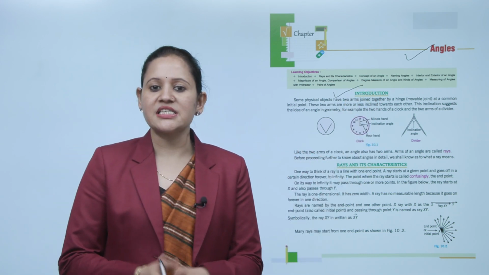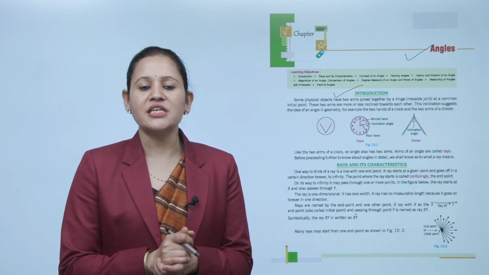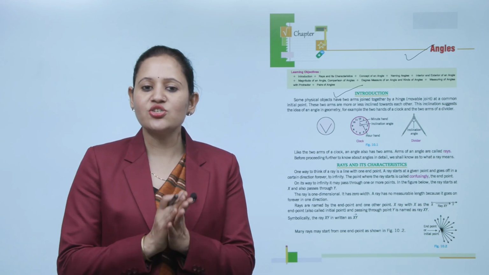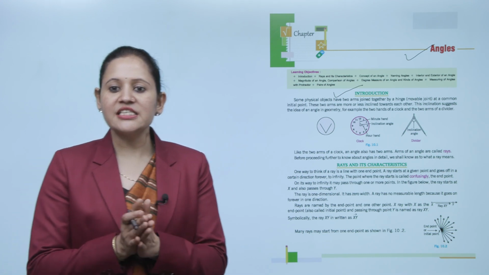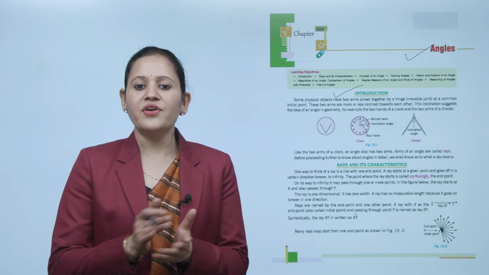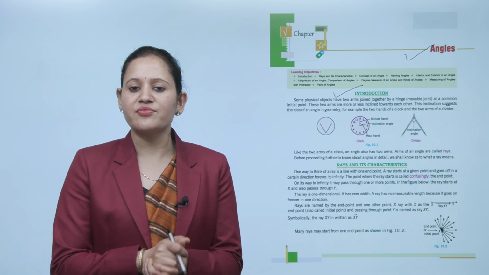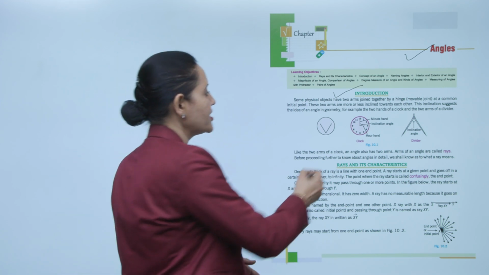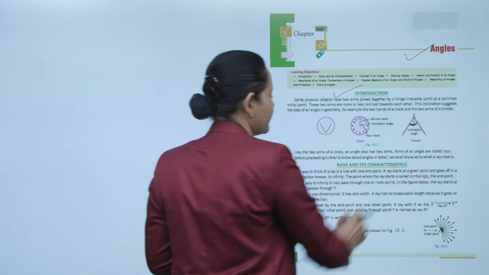Some physical objects have two arms joined together by a hinge at the common initial point. These two arms are more or less inclined toward each other. This inclination suggests the idea of an angle in geometry. For example, the two hands of the clock and the two arms of the divider. So, you can see there is an angle between them.